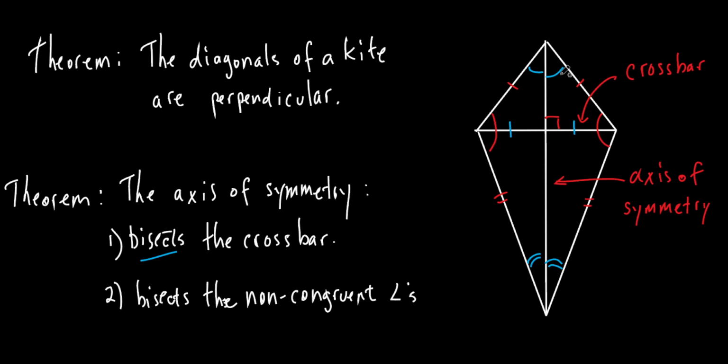All right? So this little crossbar is being bisected. What about the axis of symmetry? Is that being bisected on a kite? No, it's not. Look, that's a lot shorter than that. So the crossbar does not bisect the axis of symmetry, but the axis of symmetry does what? Bisects the crossbar. All right.